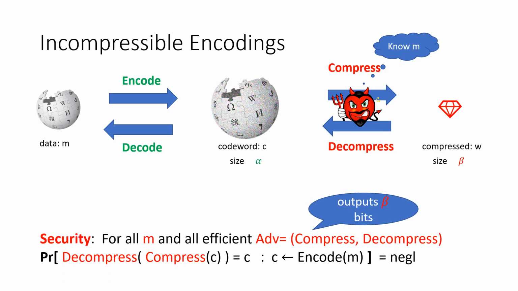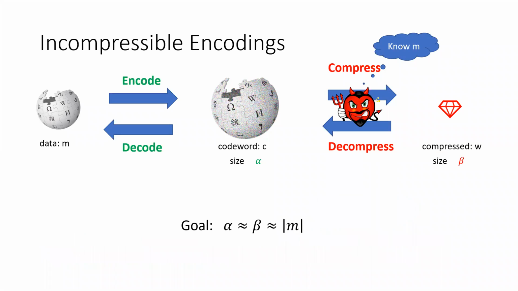So this compression decompression procedure should not succeed. Okay, at least for all compression procedures that output at most beta bits, where beta is some parameter of the system. So this says that the code word cannot be compressed below beta bits. And so there's two parameters here: the size of the code word alpha, and the size of the compressed value W, or how much the adversary can compress.